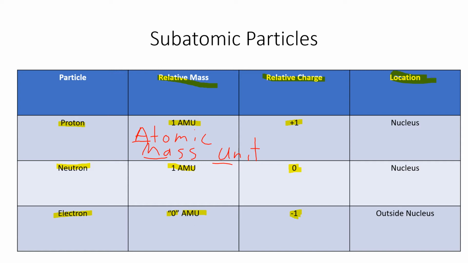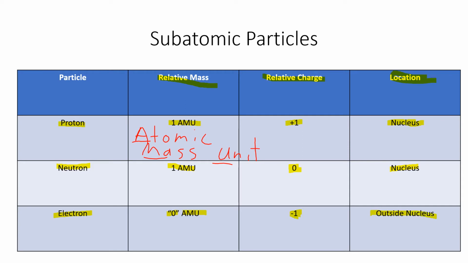The last thing that we're going to talk about for these subatomic particles is location. Where would you find these at? For the protons and the neutrons, they're located in what we would call the nucleus. So protons and neutrons live in the nucleus. Electrons live outside the nucleus.